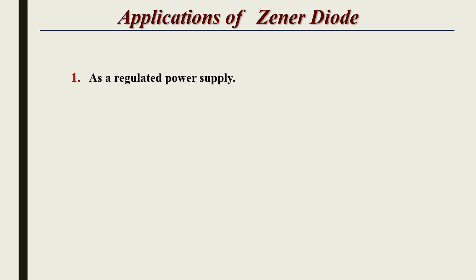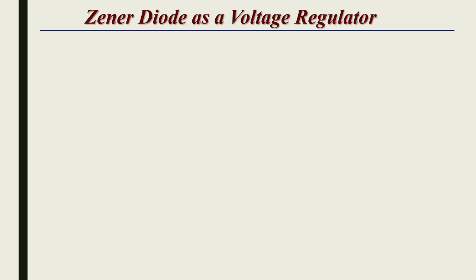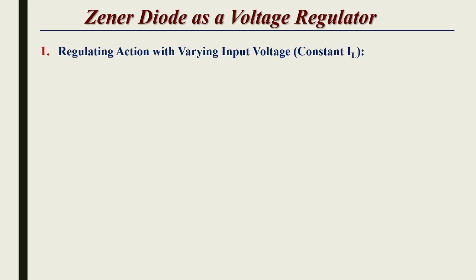So here are the applications of the Zener diode. It is used as a regulated power supply, in the protection circuits for MOSFET and op-amps, in the clipping circuits, in the pulse amplifier, and this is the main application of a Zener diode, that is the Zener diode as a voltage regulator. So here first, regulating action with a varying input voltage, that is constant IL.